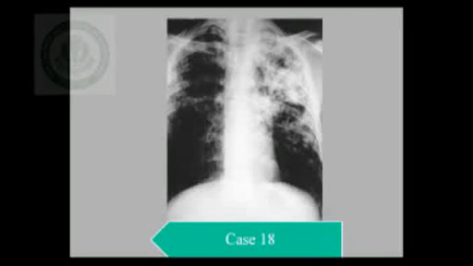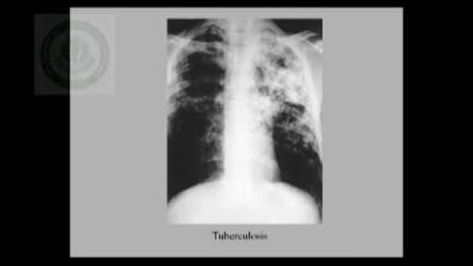Now, extensive opacity in the left upper lobe with signs of cavitation and commonly with pleural thickening. Commonly, tuberculosis is the cause for such opacities in our country.